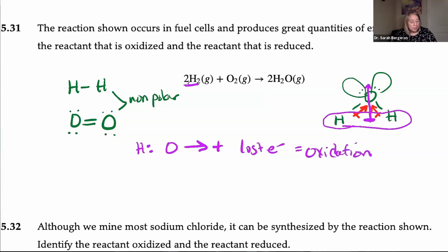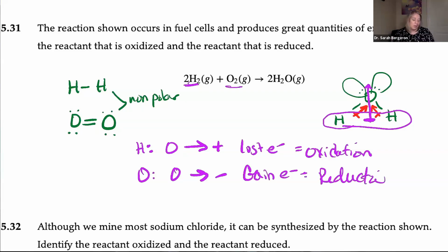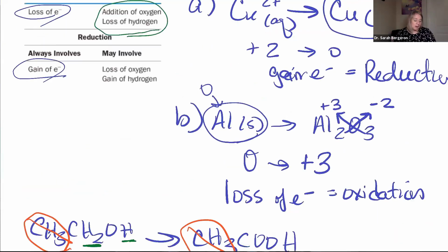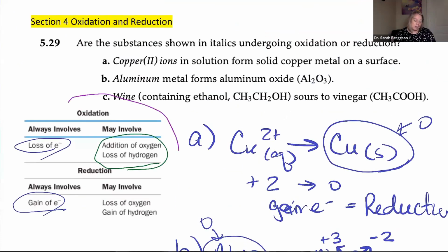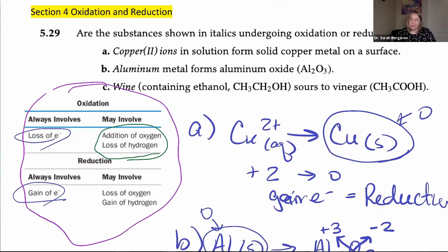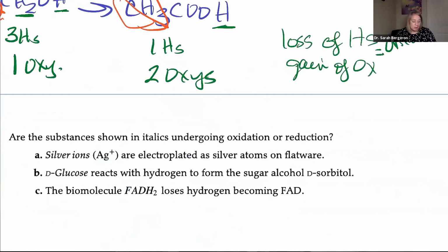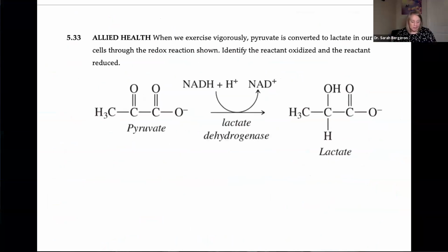Okay. Now oxygen, we start off again at 0. Now we're becoming partially negative. How do you become partially negative? By gaining an electron, and that is called reduction. Okay, so you can always go back to that little table right there to find your answers, right? To identify, is it oxidation, is it reduction? All right, let's see. I think this is the last one.